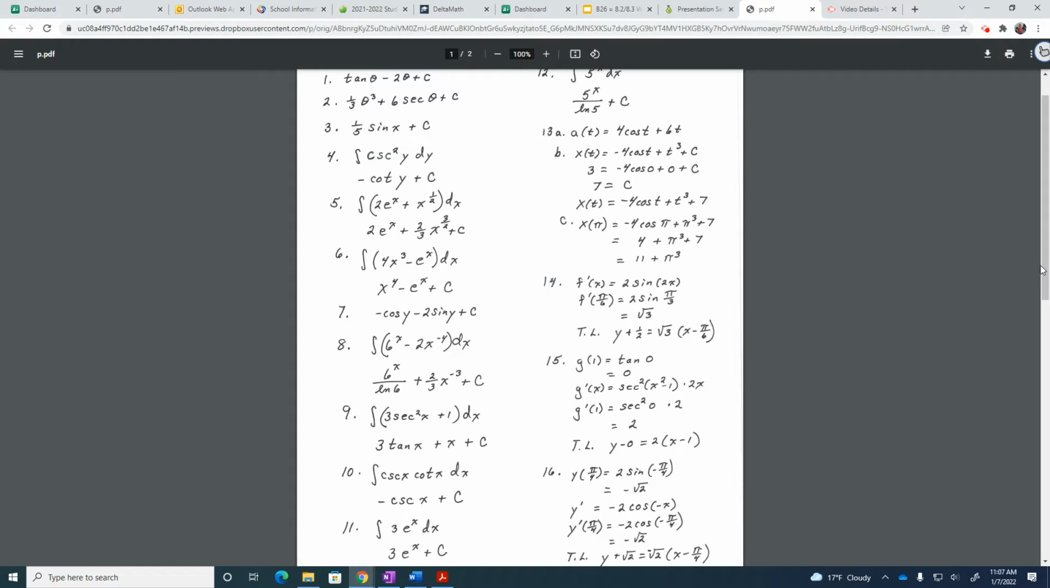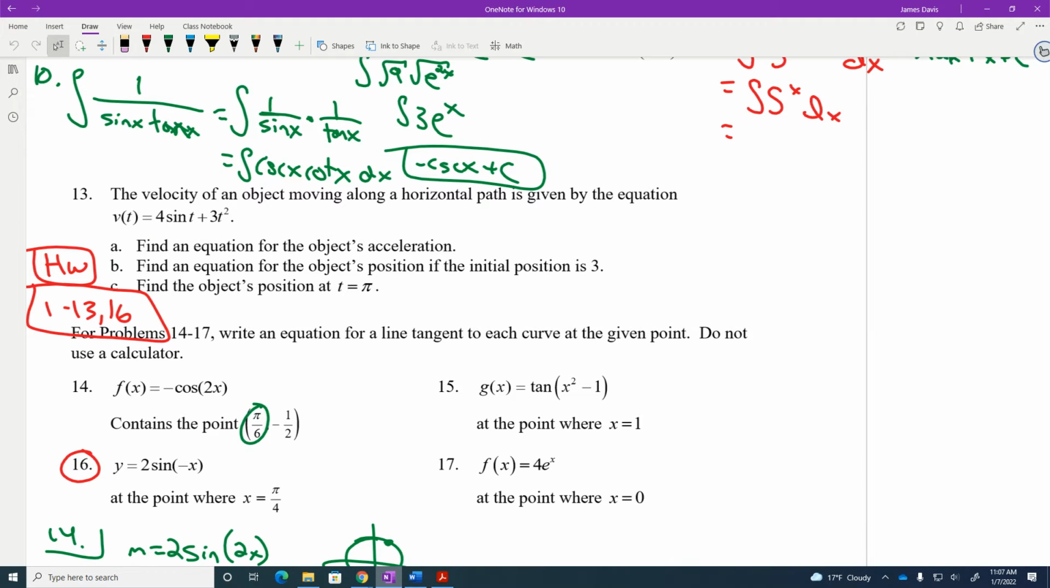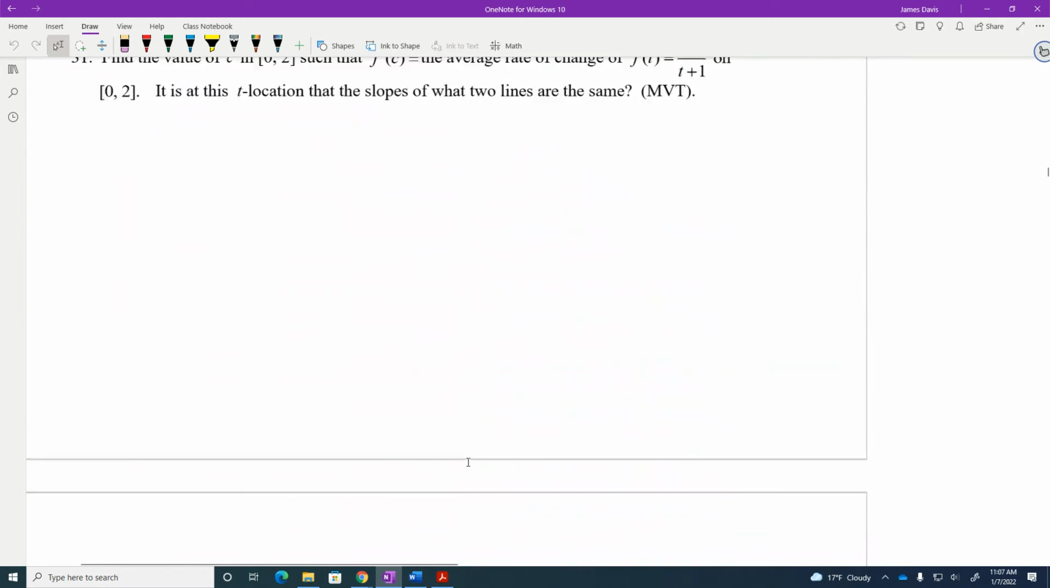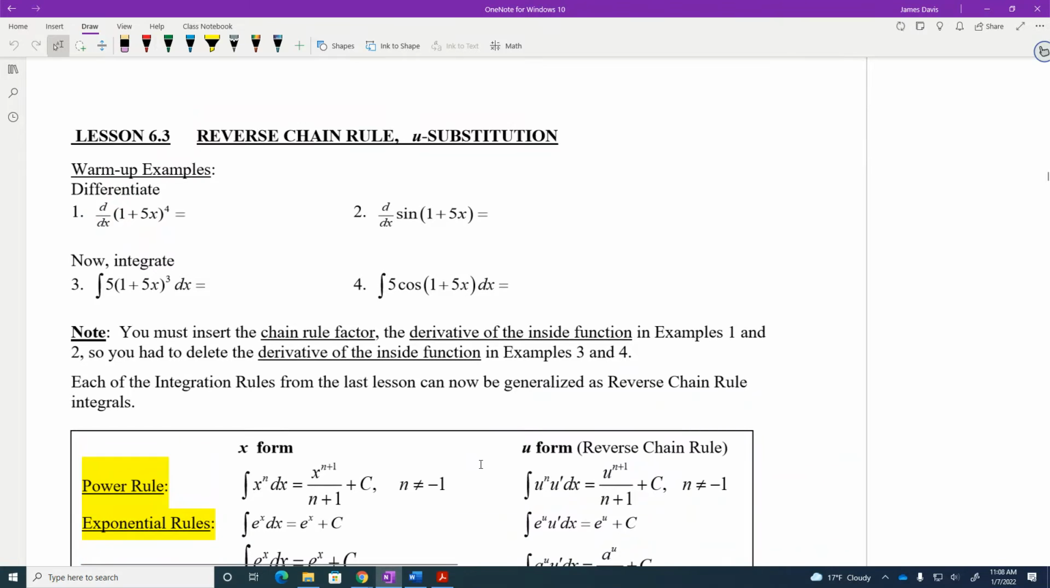Okay, so like I said, we're not going to actually start on the new section today. If you look at the next section, 6.3, it's on what are called U substitutions or the reverse chain rule, generally just called the U substitutions.